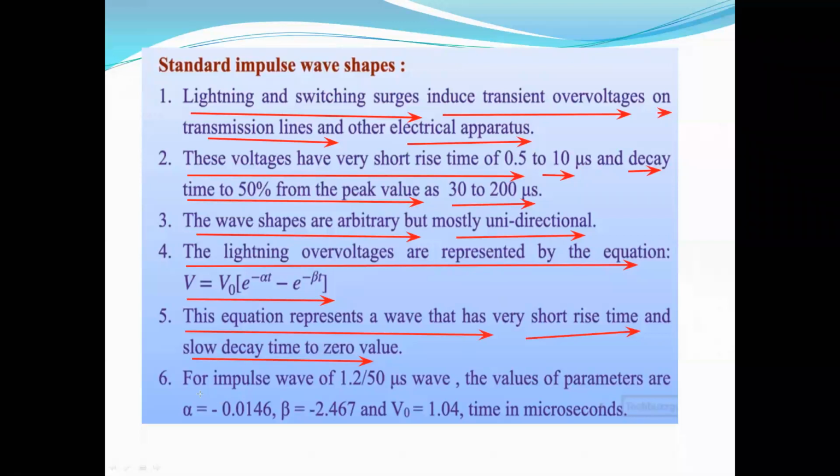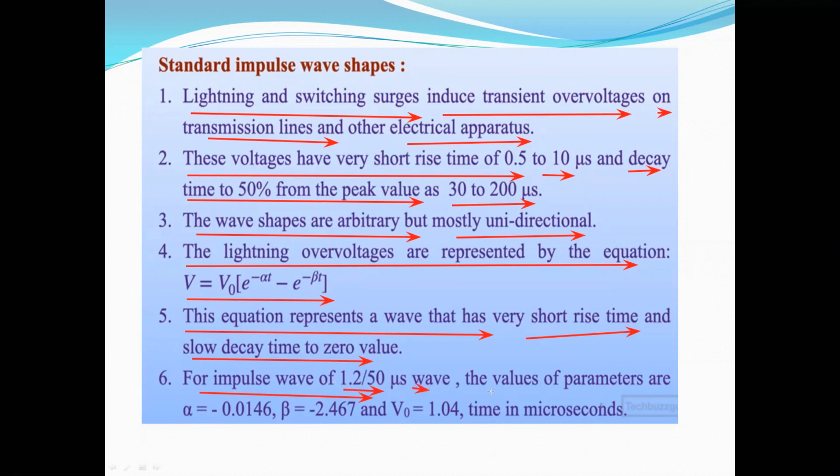Okay, so next, for the impulse wave, 1.2 by 50 microseconds. That means 1.2 microseconds by 50 microseconds. Representation of impulse wave 1.2 by 50 microseconds means 1.2 microseconds is the wave front time and 50 microseconds is the wave tail time.